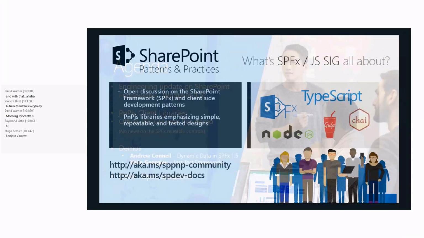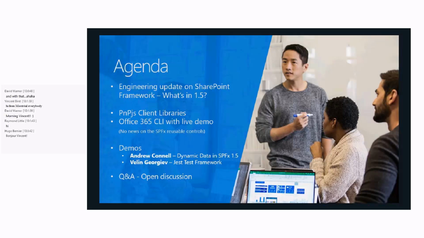What are we going to cover on today's call? We'll have, as always, an engineering update from SharePoint Framework. We've just released 1.5 of the Yeoman generator, which has some great new features. Vesa is going to talk us through those. We've got the PnP JS client libraries update. We've got an update with live demo on the Office 365 CLI, which was a new release just this week or the very end of last week. And then for demos, Andrew Connell is going to do dynamic data, using the SharePoint Framework 1.5 latest release.